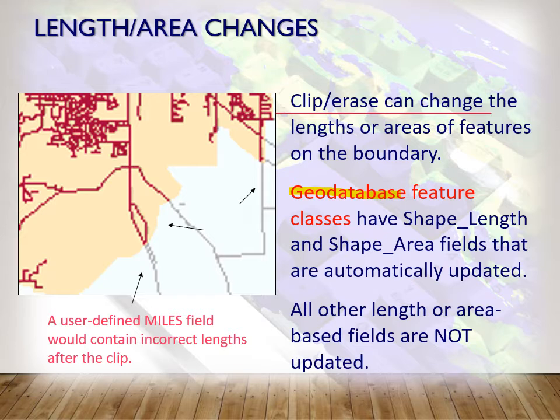Also, if you have a secondary length field, let's say your geodatabase feature class is projected with meters, okay? So the shape length and the shape area will be in meters and meters squared respectively. But let's say you have another field called miles. It's not going to update that. You have to do that manually.